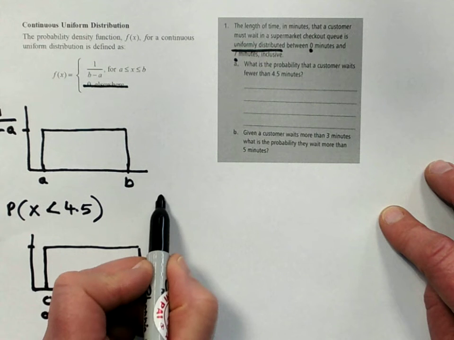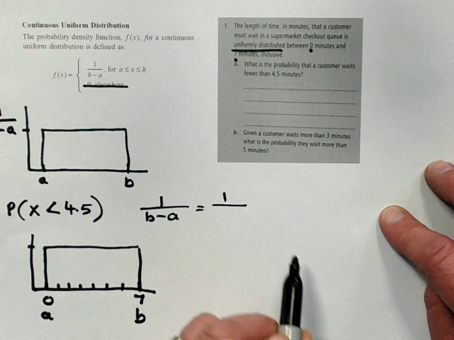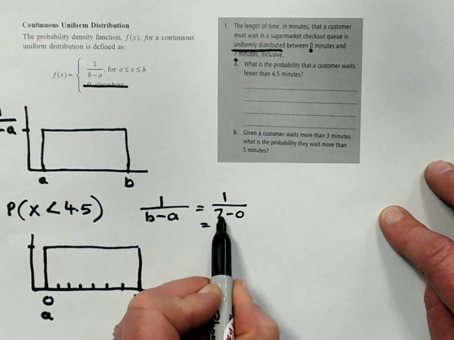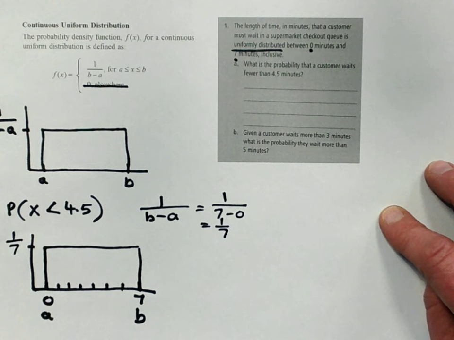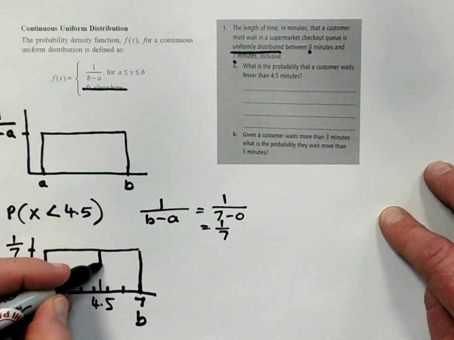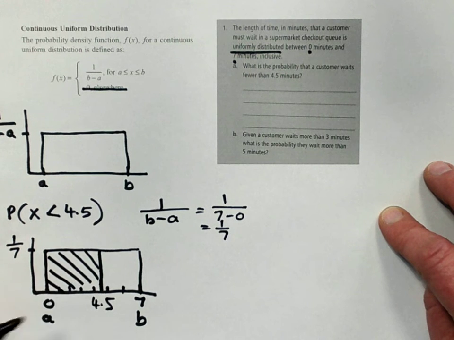If it is 1 over b minus a, in this case we've got 1 over 7 minus 0, so the height of the rectangle is just 1/7. Okay, so we're trying to find the probability that a customer waits fewer than 4.5 minutes. 1, 2, 3, 4, that's 4.5 minutes. And then you just shade your region. There's 4.5 minutes. So you just shade, we want to find that area.